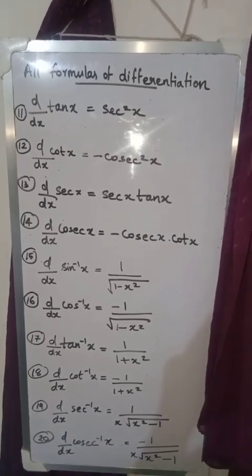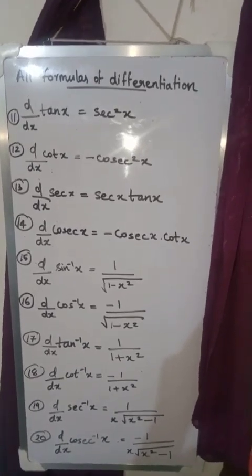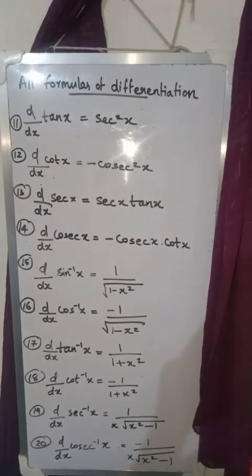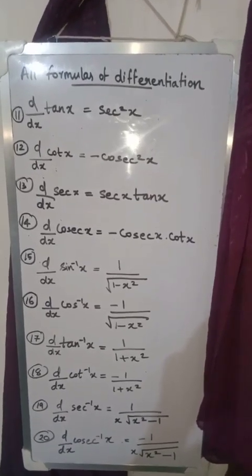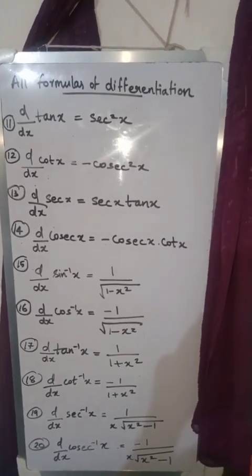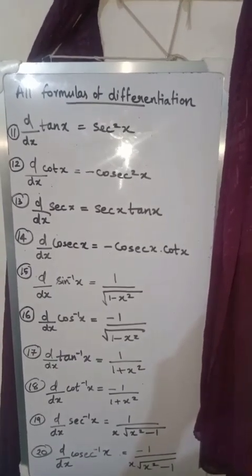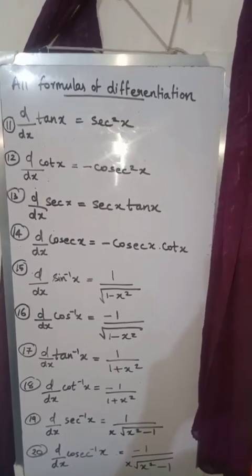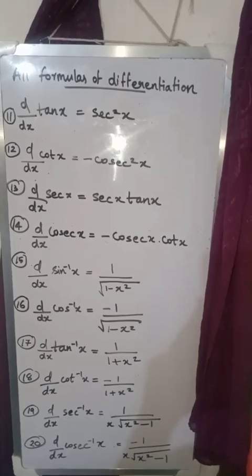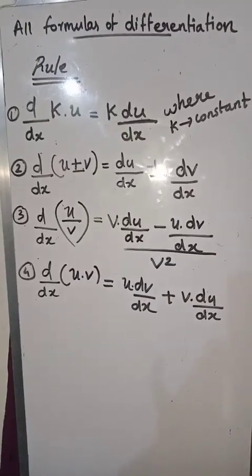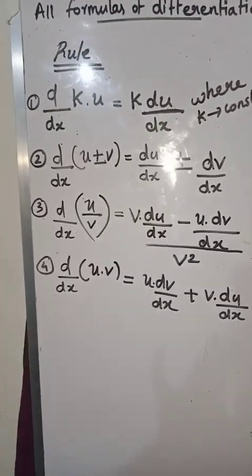D by dx of sec inverse x is equal to 1 by x into root of x square minus 1, and d by dx of cosec inverse x is equal to minus 1 by x into root of x square minus 1. Now we are going to discuss some rules of differentiation.